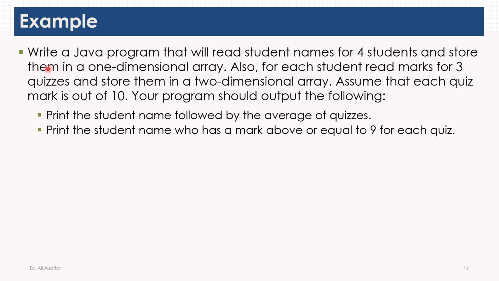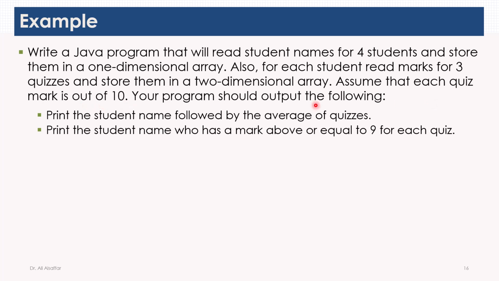In this example, we want to write a Java program that will read student names for 4 students and store them in a one-dimensional array. Also, for each student, we want to read marks for 3 quizzes and store them in a 2-dimensional array. So we have 2 arrays, one for the names and one for the quizzes for each student. Assume that each quiz mark is out of 10.